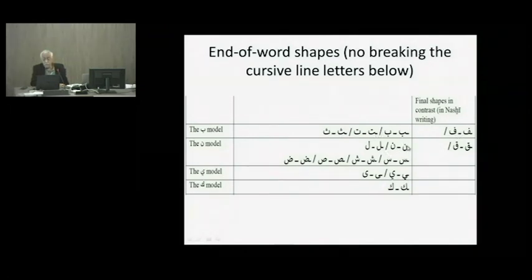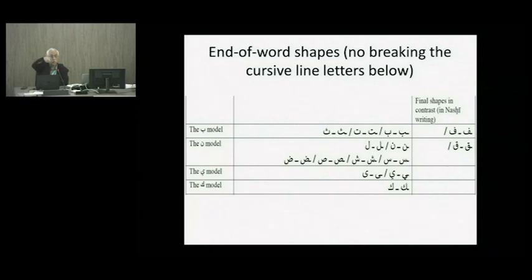Then you have another model, which is the noon. It goes beyond the line, below the line. The line is here, and the cursive line would be here. So the noon, when it is attached to what it comes before, goes underneath the line, and of course it's less wide than the ba. And the seen does the same.